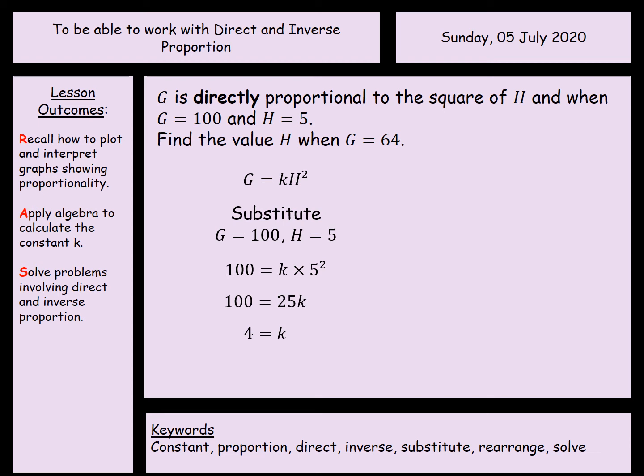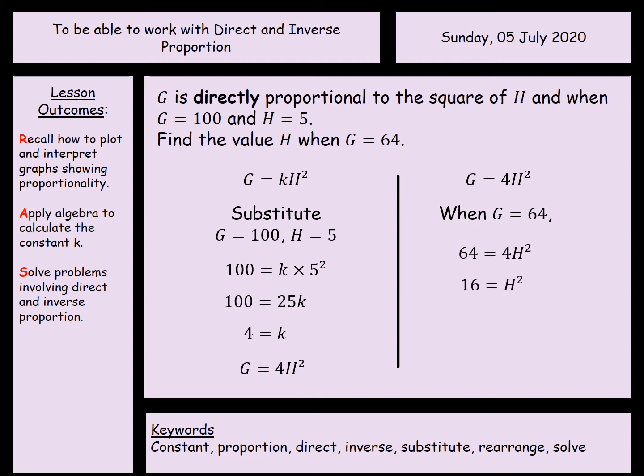So just coincidence that k is 4, it's not always going to be. I know the last example was and this one is, but like I say, coincidence. We've now got ourselves a formula we can use, and it says that g is 4 lots of h squared. We're finding the value of h when g is 64, so pop your numbers in. So 64 equals 4 lots of h squared. To work out what h squared is, divide by 4 and then square root it. So h in this case will be 4.